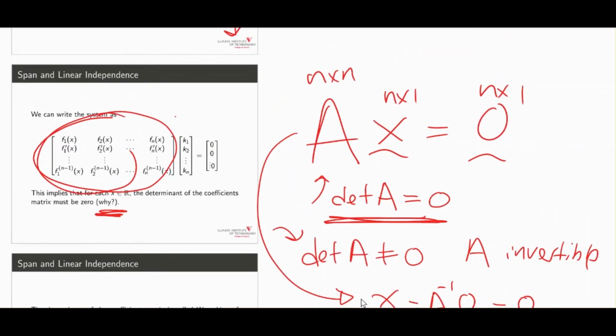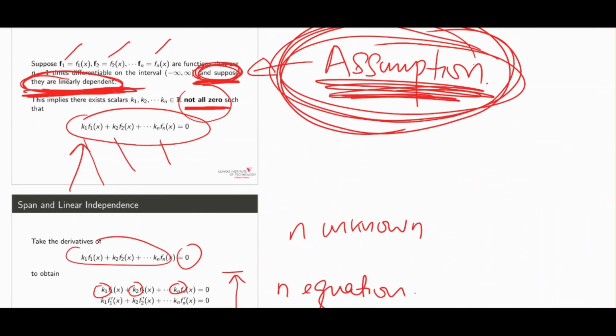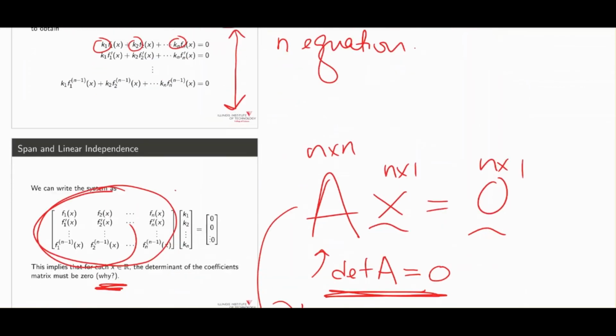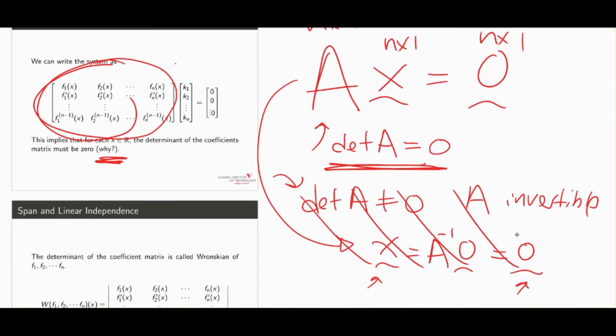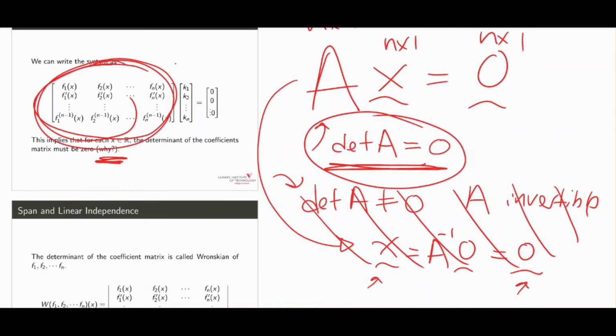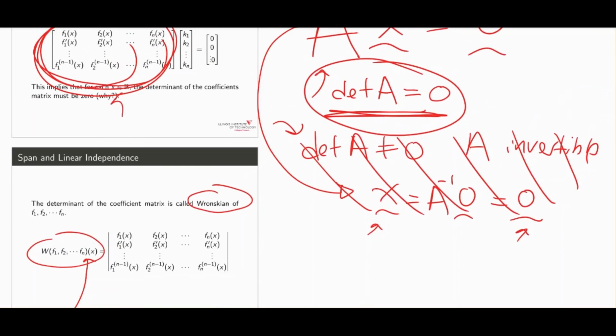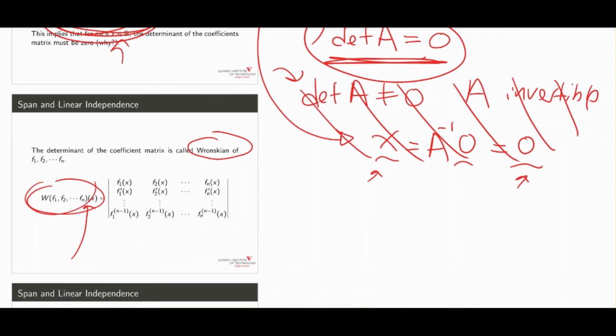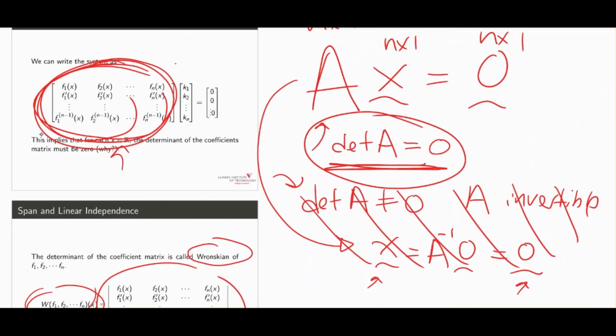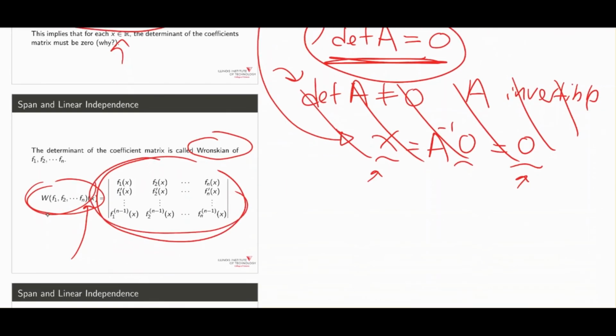But that's not the case, because our assumption is that they are dependent, so k1, k2, kn are not all 0. So you had better make sure that this case does not happen. We end up with the determinant having to be 0. The determinant of this coefficient matrix has a name: it's called the Wronskian. The Wronskian of the functions depends on x, because these are functions. The Wronskian is basically the determinant of this coefficient matrix.